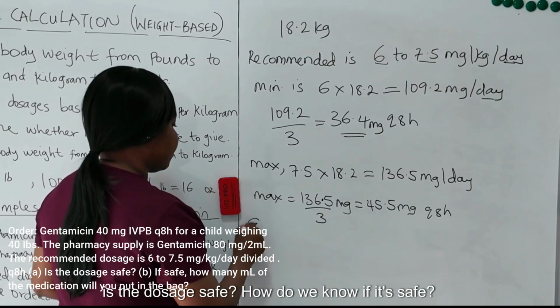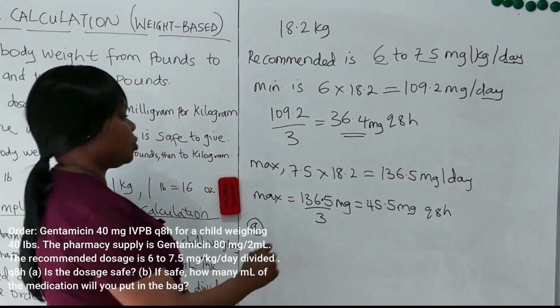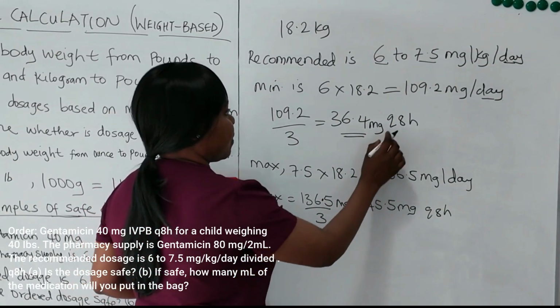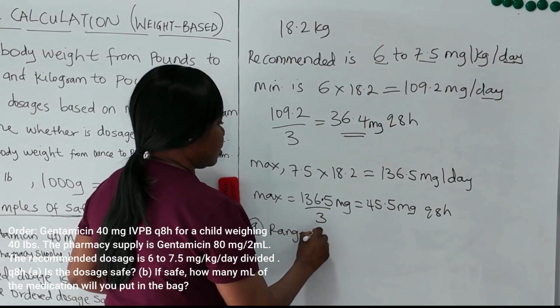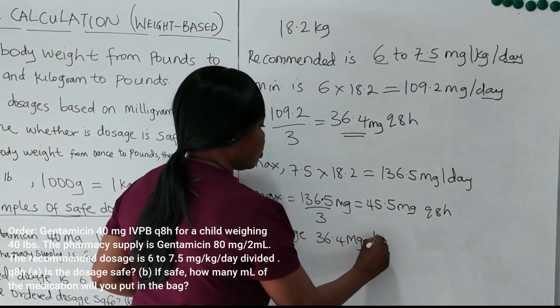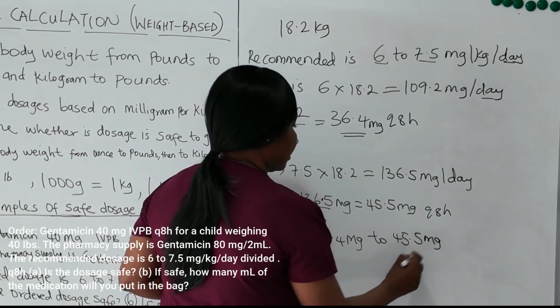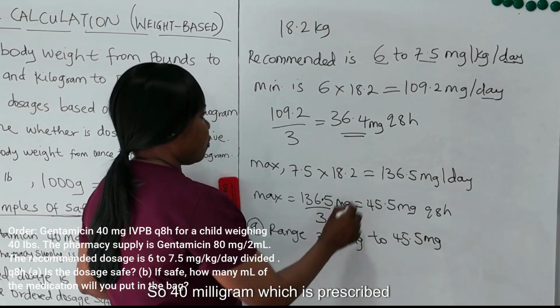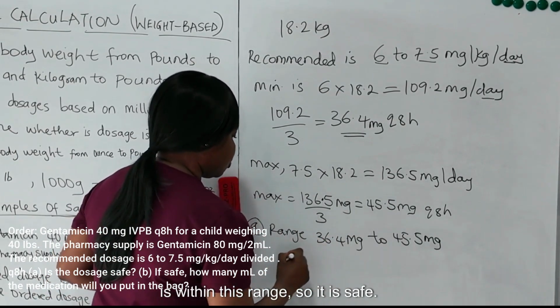So now question A says, is the dosage safe? How do we know if it's safe? The prescribed dosage is 40 milligram. So let's look at the range. The range is 36.4 milligram as minimum to 45.5 milligram as maximum. So 40 milligram, which is prescribed, is within this range, so it is safe.